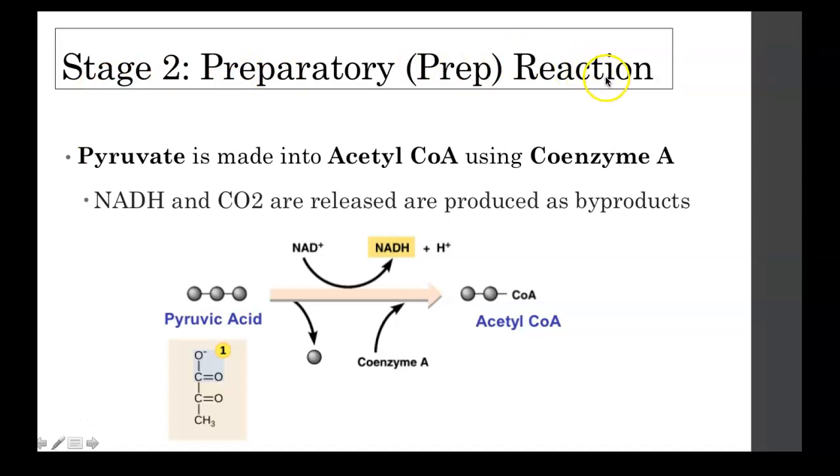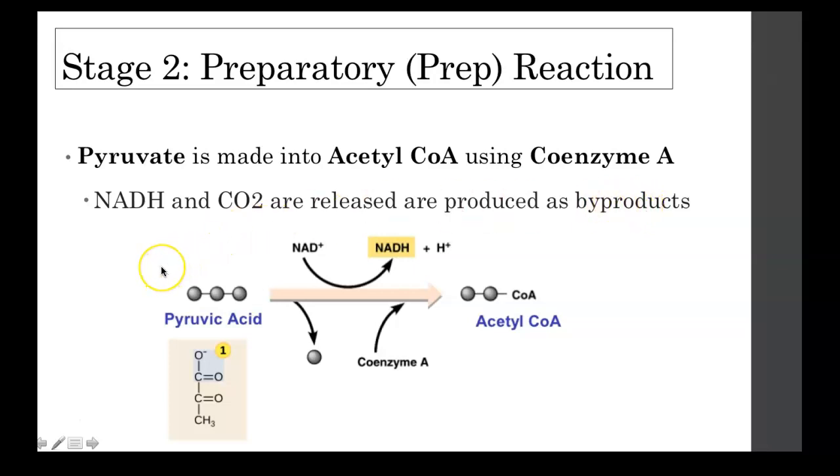So essentially, in the prep reaction of cell respiration, the pyruvate produced in glycolysis is going to be made into acetyl-CoA using coenzyme A. And we'll explain that process in a minute. And as a result of this reaction, NADH and carbon dioxide are going to be released and produced as byproducts. So again, pyruvate is made into acetyl-CoA using coenzyme A, and as a result, NADH and carbon dioxide are released as byproducts.